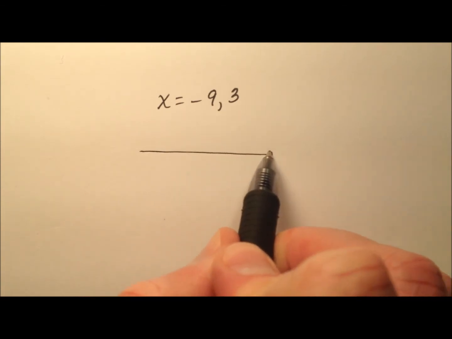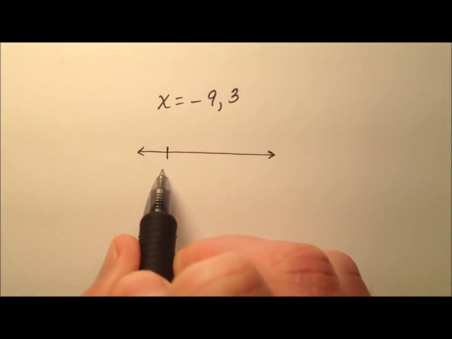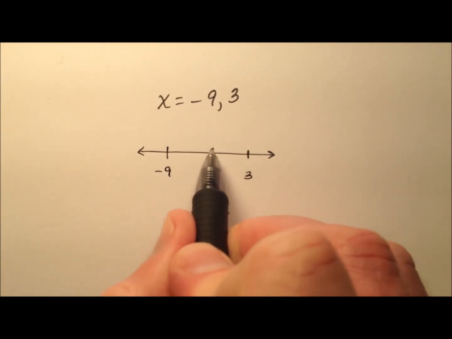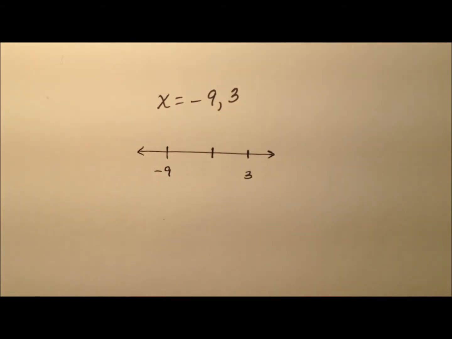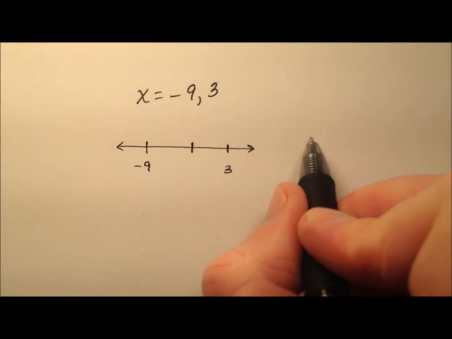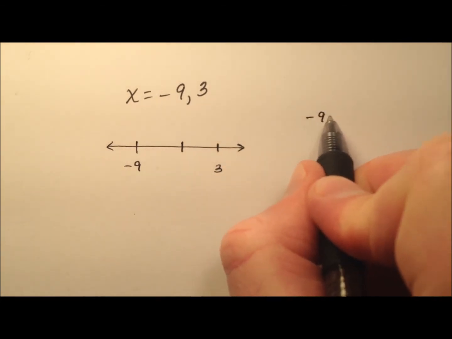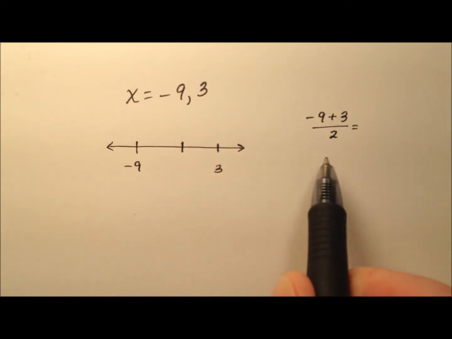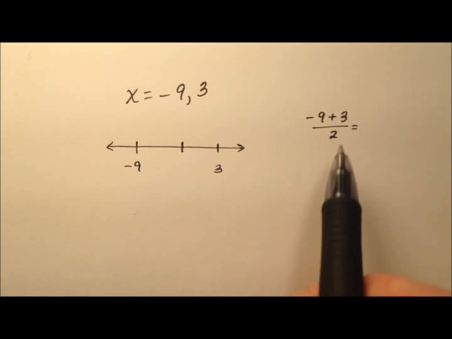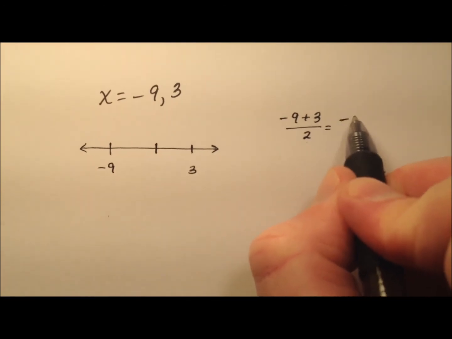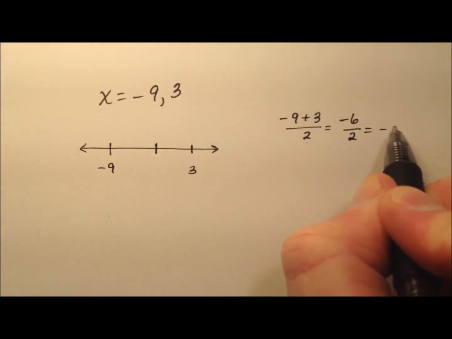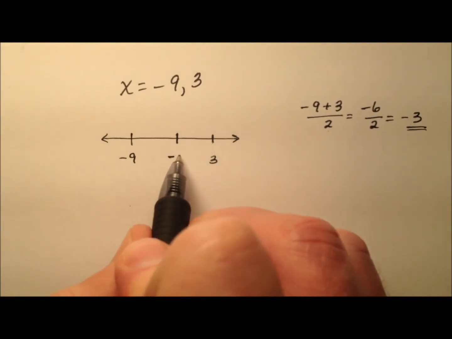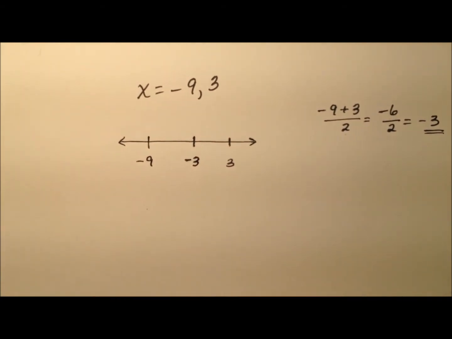So if we were to draw a number line here, and we put -9 down here and 3 down here, what number would be the midpoint, or right in between these two? Well, to find the midpoint, you can take the average. So -9 plus 3 divided by 2, because the average is you add them up and divide by how many you have. So that's -6 over 2 is -3. So that midpoint here is going to be -3.